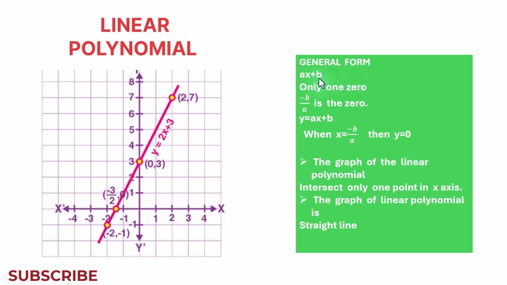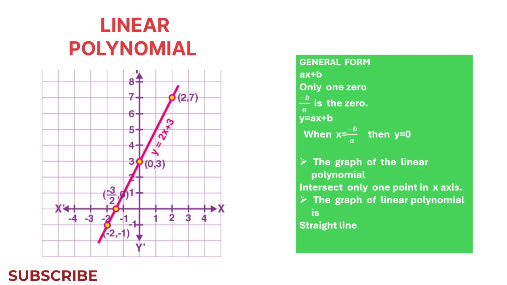The general form is ax plus b, with only one zero: minus b upon a is the zero. For y equal to ax plus b, when x is equal to minus b upon a, then y is equal to 0. Y equal to 0 means the x-axis. So the point minus b upon a, 0 is where the graph intersects the x-axis. The graph of the linear polynomial intersects the x-axis at only one point.